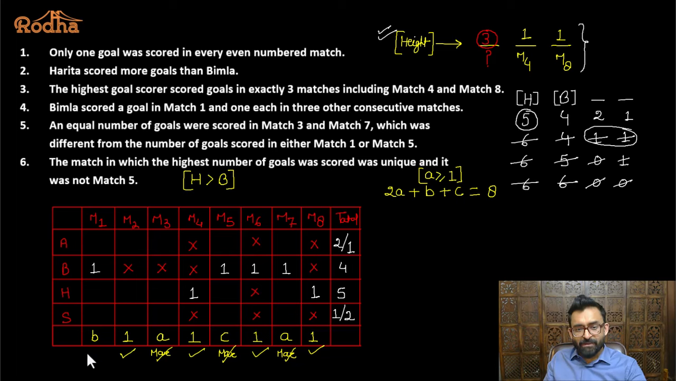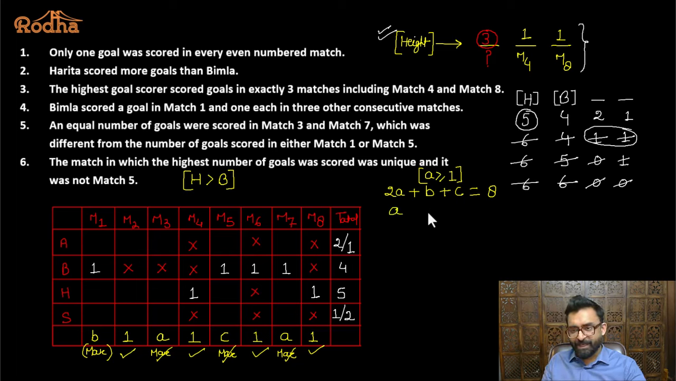So in which match are the maximum number of goals scored? Match 1. Match 1 is the match where the maximum number of goals are scored. Fine. So B has to be a bigger number than C and A, obviously. A has to be greater than or equal to 1. Let's make cases out of it.